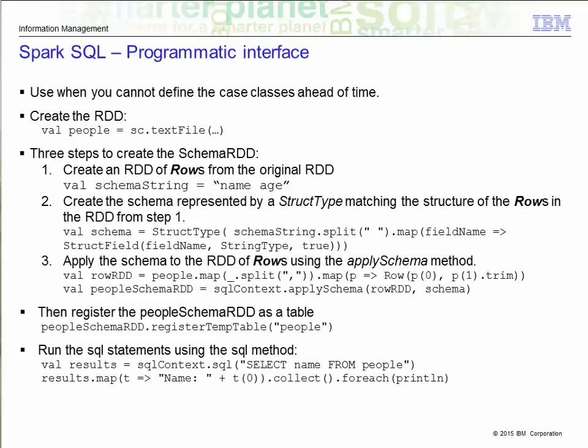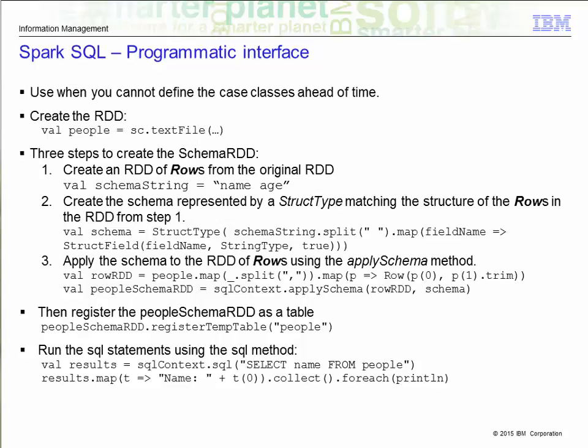The programmatic interface is used when you cannot define the case classes ahead of time. For example, when the structure of records is encoded in a string, or a text dataset will be parsed and the fields will be projected differently for different users. A Schema RDD is created with three steps. The first is to create an RDD of rows from the original RDD. In the example, we create a schema string of name and age.